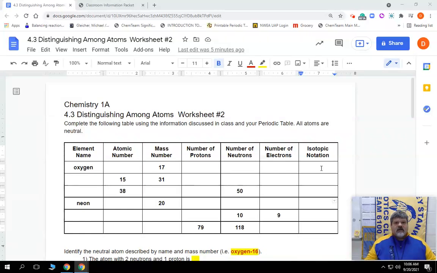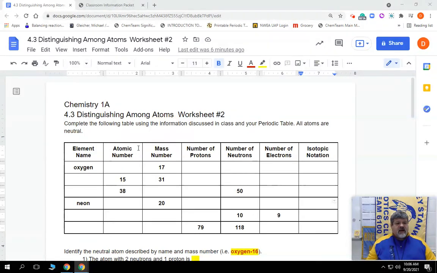Hey everyone, today we're going to go over 3.4 Distinguishing Among Atoms, worksheet number 2. It's a lot like worksheet number 1, there are a few differences. So we're going to go over that and explain how to do each and every single question as we go through this. Okay, here we go. Let's go ahead and start off.